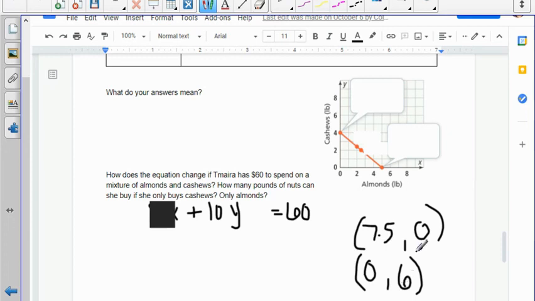Do you guys understand how to solve it? If you like doing the 0 thing, you can do that. Like you can make X 0 and solve it out, and then make Y 0 and solve it out. It's really up to you. So that is standard form. That's the only other form we're adding in before we take a test.